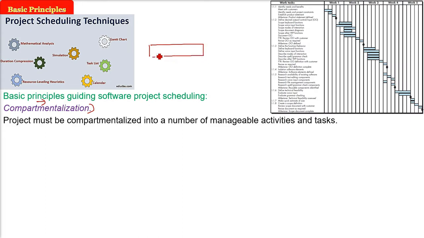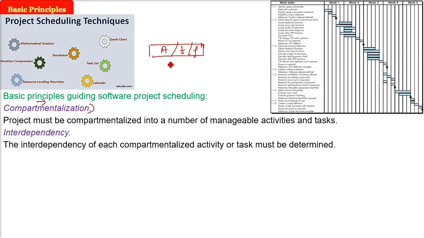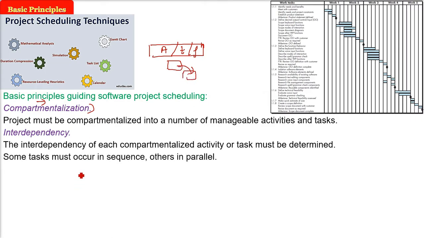manageable activities and tasks. For example, a framework activity or the process, under this you will have activities, under this you will have tasks, under this you will have functions. Interdependency. There will be different tasks, and they will have some interdependency. That is, some tasks may be in sequence, others may be in parallel, some may be concurrent, some may want the product to be delivered to another work product.